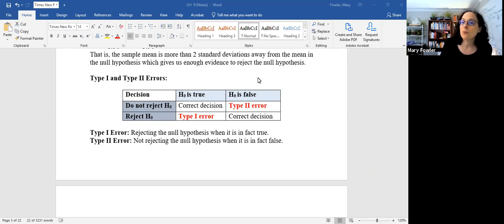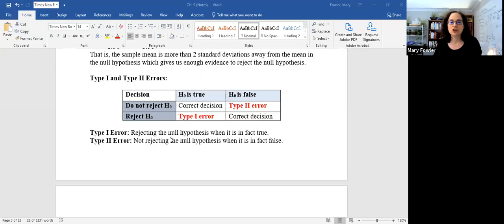And then, if in fact the machine is not working correctly, it's also possible that we get an X bar that's close to mu naught, and that we decide to not reject the null hypothesis, and that would be another kind of error. We will call this a type 2 error. Type 2 errors occur when the null hypothesis is not true and we did not reject the null hypothesis. Okay, so here are our error types.